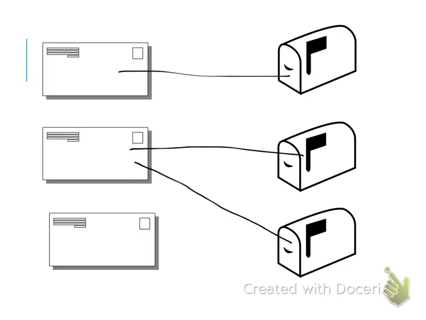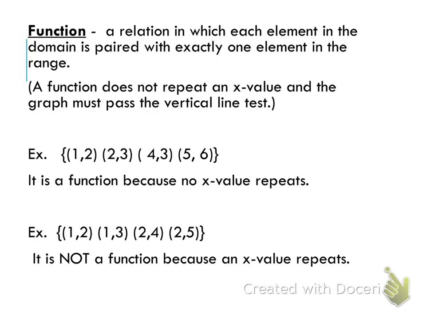So if we go back to our little visual here, think of the letters as the x values, and the mailboxes as the y values. For it to be a function, I cannot have the same x value, the same piece of mail, going to two or more different y values, or mailboxes. Does that make sense? So for it to be a function, each x value only has one y value. Okay? I'll give you time to write this.